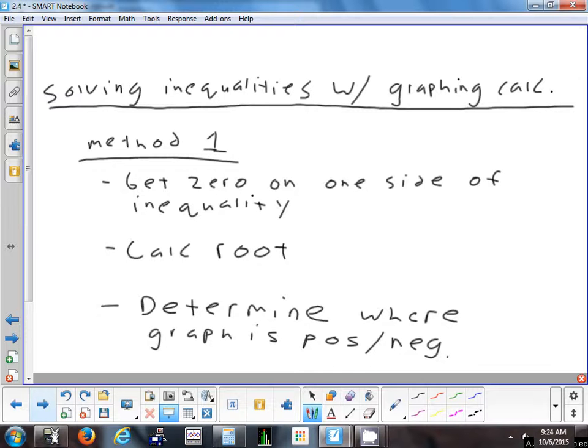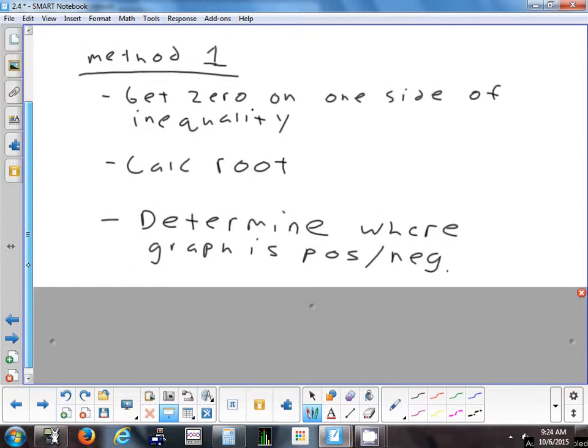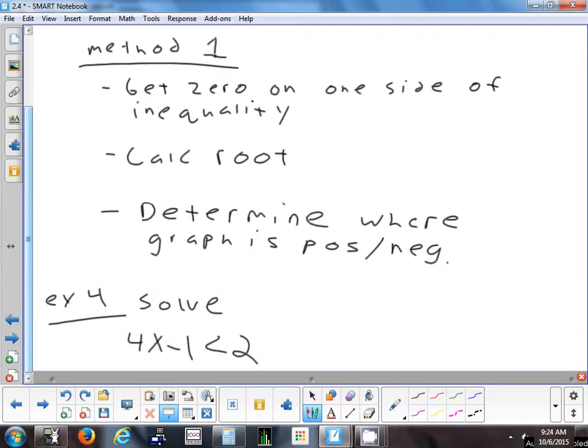And then, depending on what the problem says, it's either going to say find where something is greater than 0, or where something was less than 0, or greater than or equal or less than or equal. That depends on the problem. All right, so let's try this one. 4x minus 1 is less than 2.